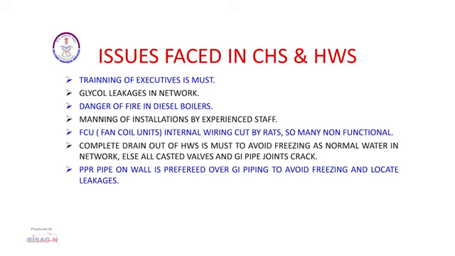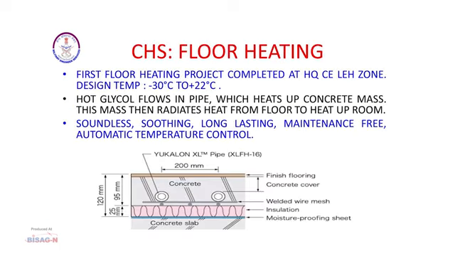PPR pipes are preferred over GI piping to avoid freezing of water, and these pipes are provided on the wall instead of being concealed, so that leakage problems can be easily addressed. CHS can also be achieved by floor heating. This floor heating work was recently completed in Leh in one of the 5-star hotels, and in MES this is the first work which is completed.